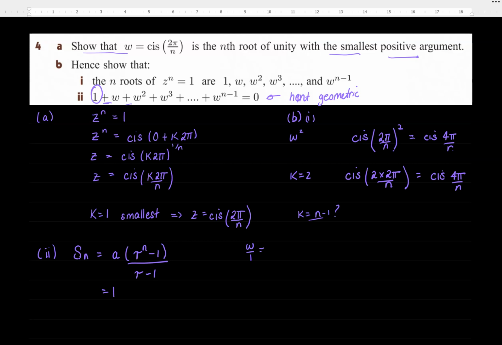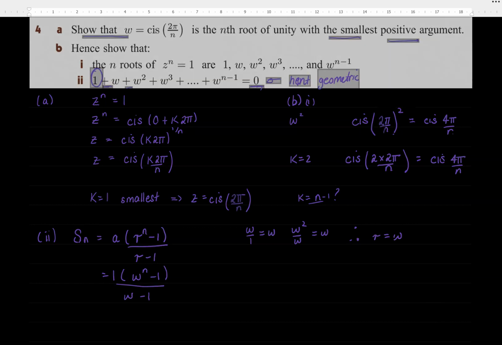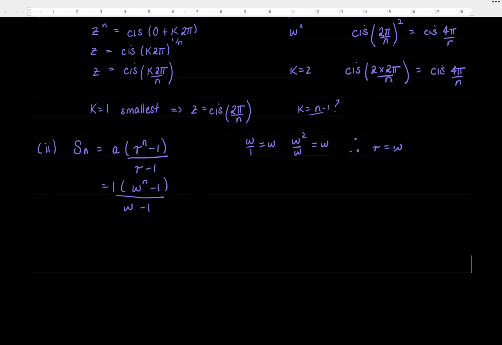W divided by 1 is W. The next term is W squared divided by W is W, and so on. So therefore our ratio is W. So we end up saying W to the n take 1 all over W take 1. What we're trying to do is show that it equals 0. Oops, that wasn't happy with that, was it? So what have we got?